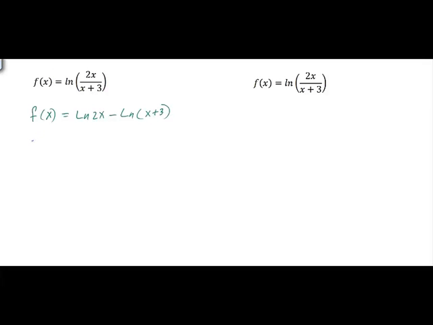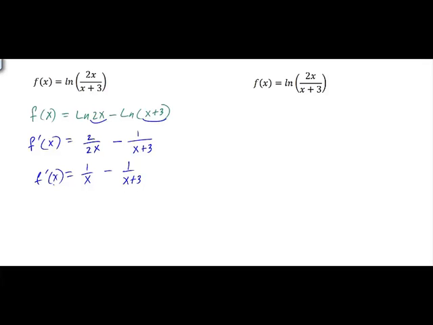And now we can simply take the derivative of each piece. Natural log of 2x, the derivative is, our u is 2x, so the derivative would be 2 over 2x, minus the derivative of our u here, x plus 3, is simply 1 over x plus 3. And there's our derivative. We could certainly simplify this, the 2's cancel: 1 over x minus 1 over x plus 3. And if you preferred here, again, this is your derivative.